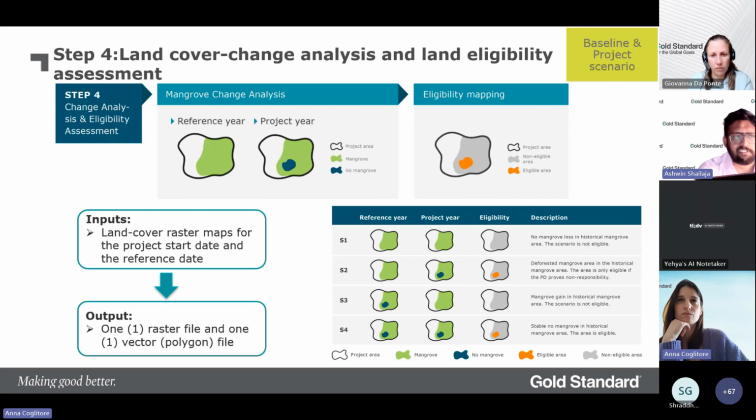And this assessment is done by a land cover change analysis as well, looking at the reference date and the historical extent of the mangroves. So only those areas which fall below the threshold of forest definition, where there are no mangroves, can be taken up for reforestation of mangroves within the project design. The next slide.